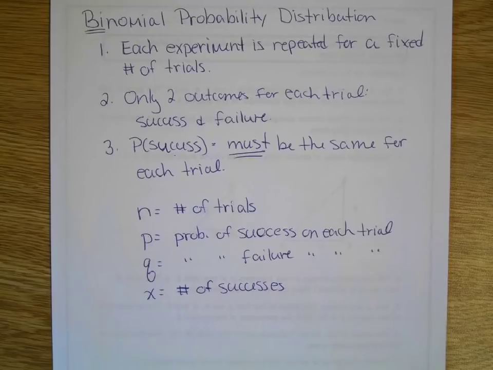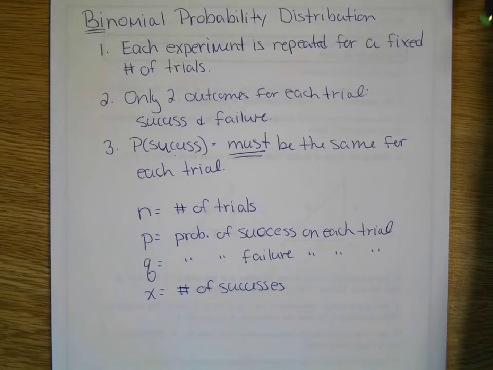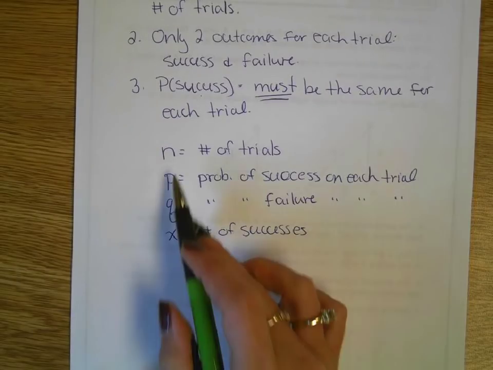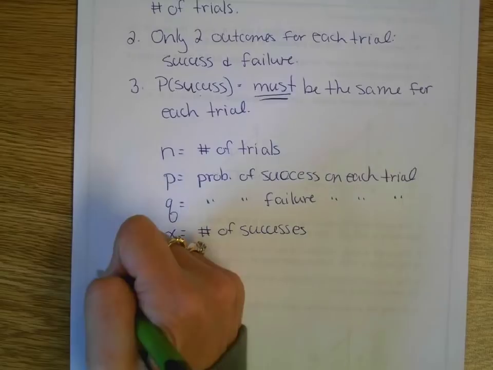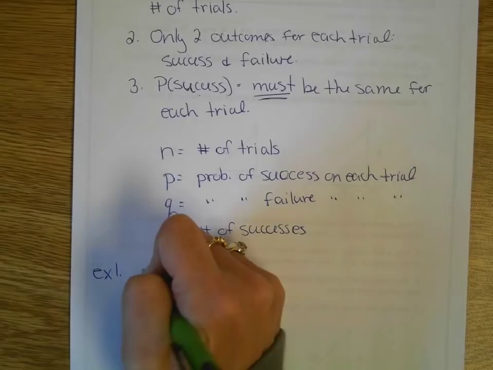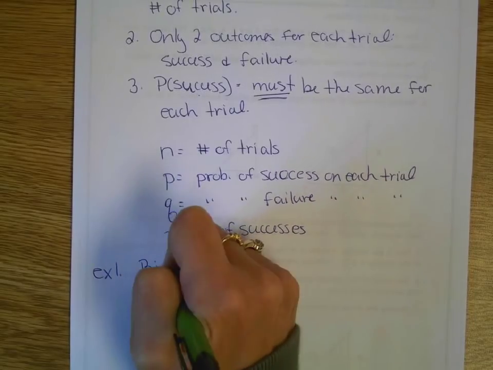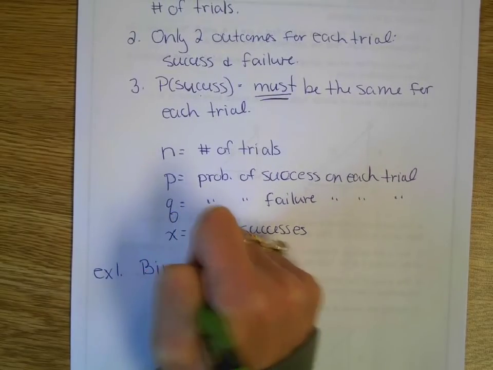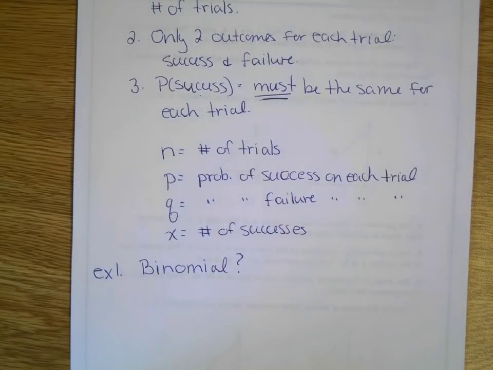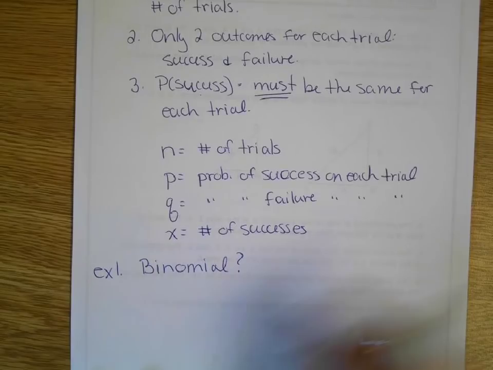So let's take a look at a situation and decide if it's binomial or not. And if it is, I want you to be able to pick out N, P, Q, and X. So example 1. Question: is this a binomial experiment? There's our question. Is it binomial? Here's the situation.